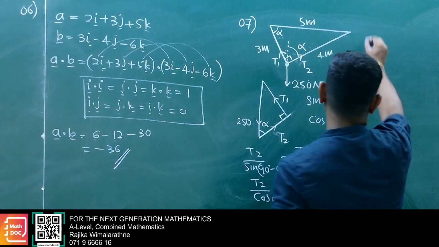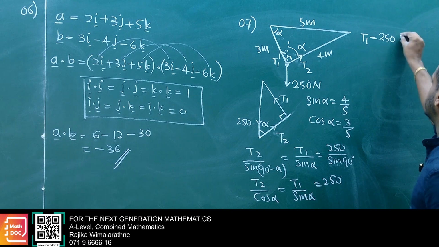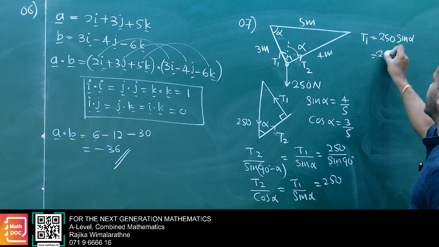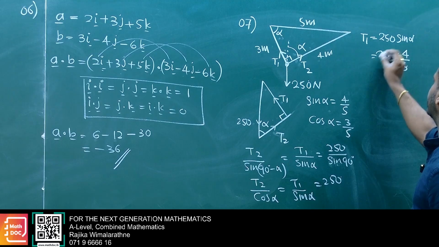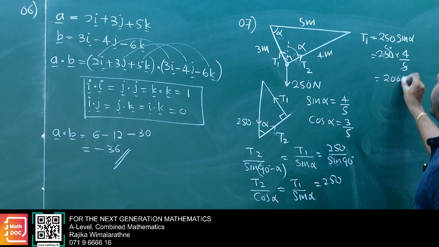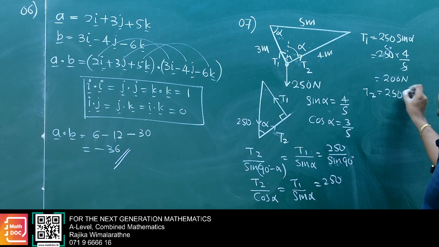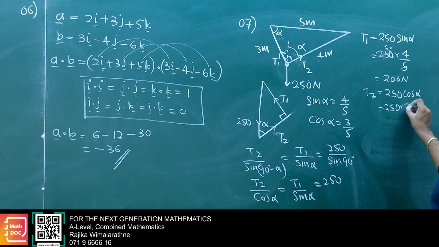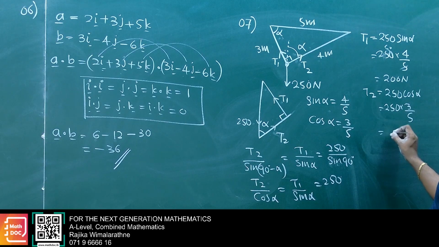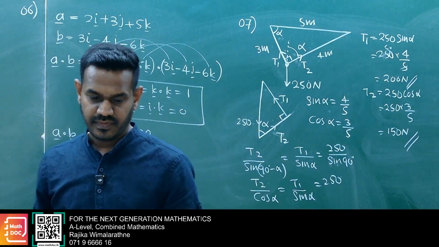Okay, then T1 equals 250 sin alpha, then 250 times 4 over 5, 200 newtons. Then T2 equals 250 cos alpha, then 250 times 3 over 5, 150 newtons. That is question number 7.